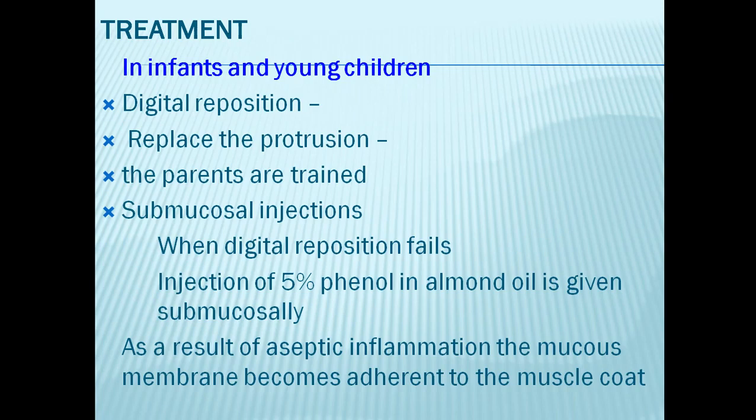But what if the digital reposition fails? You give submucosal injections of 5% phenol in almond oil. So what will happen? When you give this injection, it results in the aseptic inflammation of the mucous membrane, and this results in the adherence of the mucous membrane to the muscle coat, thereby preventing the prolapse.